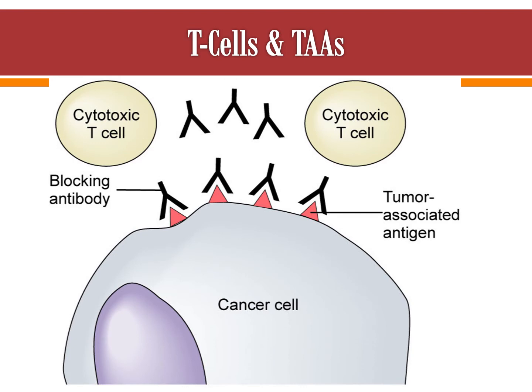All right, so this is just a picture showing you what the T cells would be doing, right? There's a cancer cell in your body, and there is the tumor-associated antigen right here. So they've spotted it. Our T cells come in, they block it, they kill it off. That's what they're supposed to be doing to protect us.